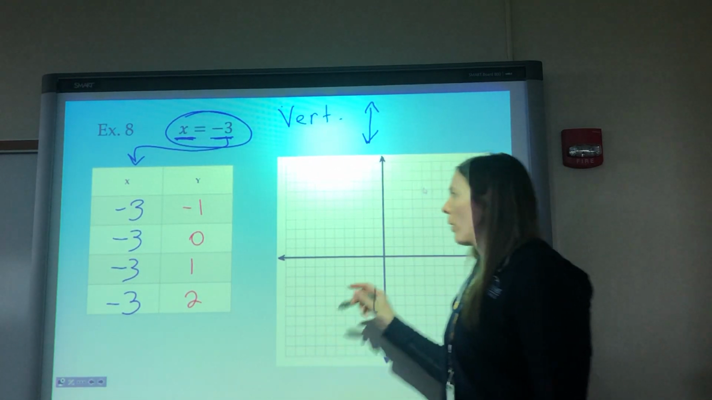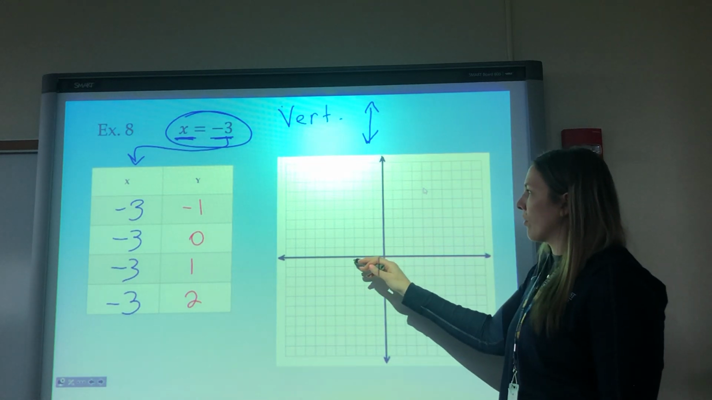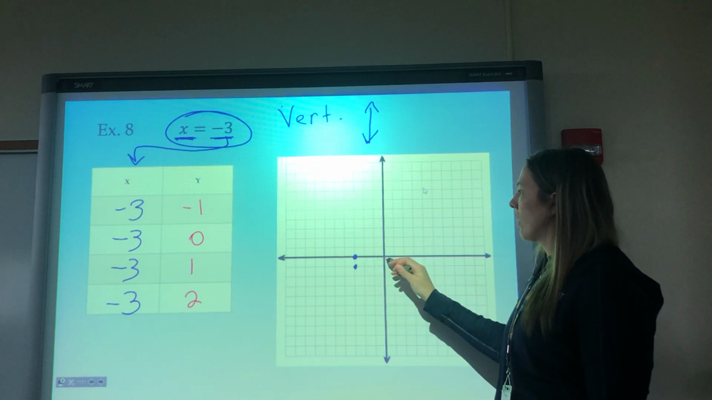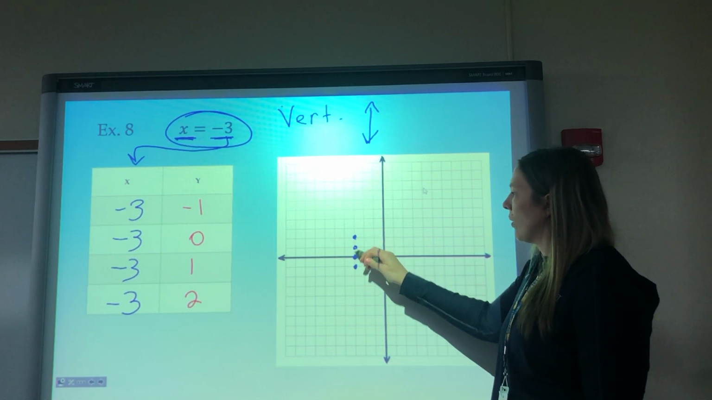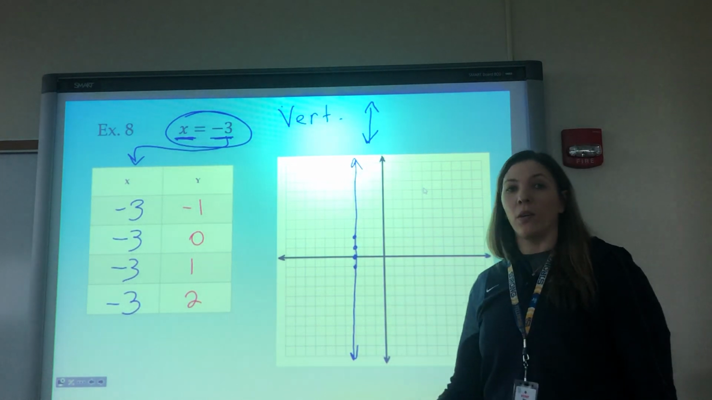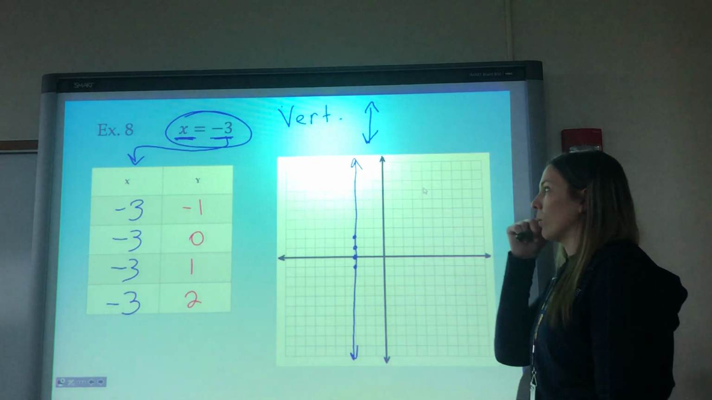So graphing my points, -3 tells me go left 3, down 1, left 3, not up or down, left 3, up 1, left 3, up 2. And if you connect and extend, boom, there's our vertical line. Okay, x equals -3.